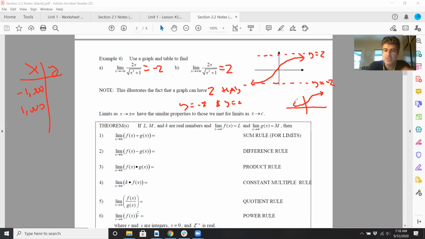So, that's a possibility. Limits as x approaches plus or minus infinity have similar properties to those that we met for limits as x approaches c. So remember the property we talked about in 2.1. As x approaches c, we had these 2 different limits here for 2 different functions. And then we could add the limits, we could subtract the limits, whatnot. Same thing if x is approaching infinity or -infinity. If you know what those limits are for 2 individual functions, but then you're combining those functions by addition, subtraction, multiplication, division, you could just combine the limits in the same kind of way. So in this case, you could do L plus M, L minus M.